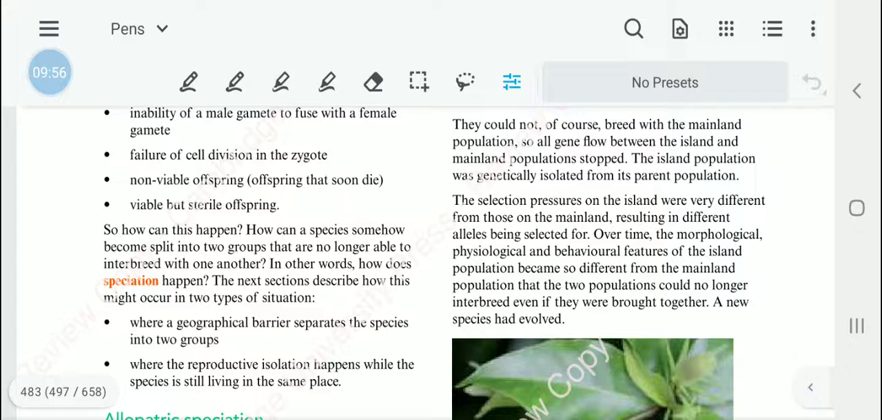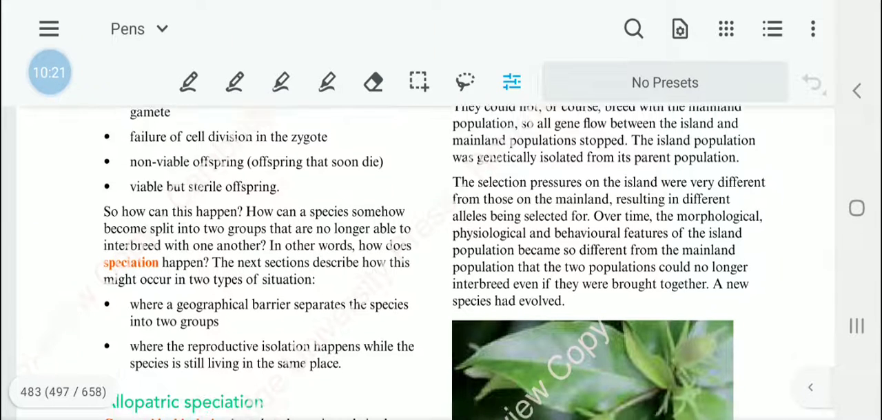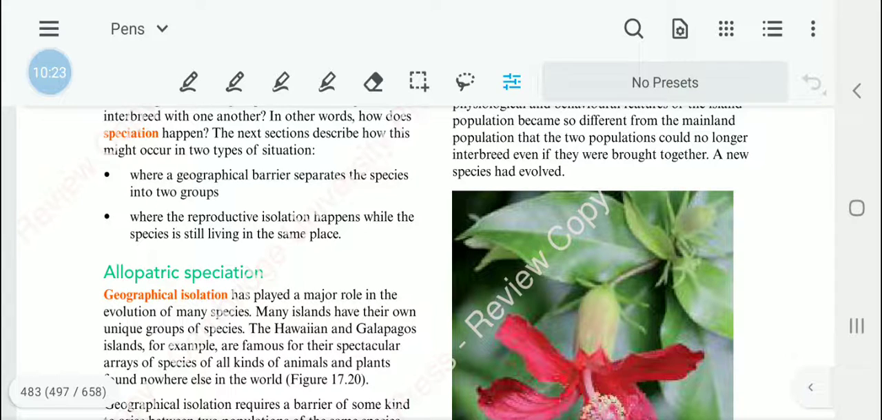This separation could happen due to a geographical barrier separating the species into two groups, or while the species is still living in the same place. Next topic, allopatric speciation.